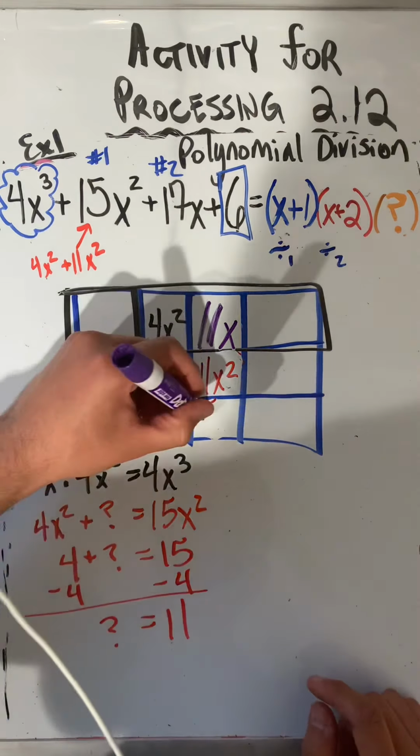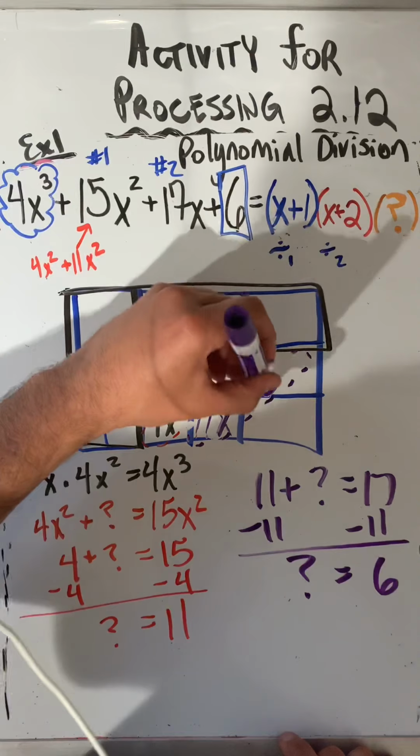Which now brings me to the second item in which I placed number 2 on, right here. So 11x plus this diagonal value here needs to give me 17x. You can set up your little equation, or you can do mental math. 11 plus something gives me 17. It should be 6. All right, cool.